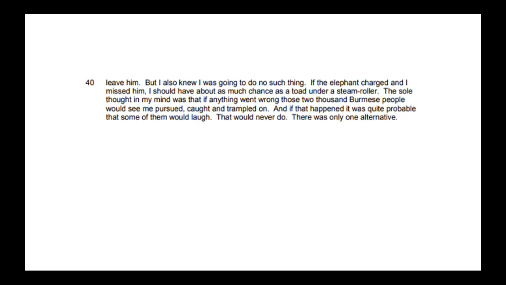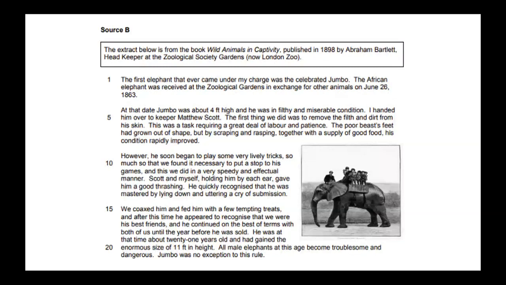So there's your first source, source A, Shooting an Elephant. You get the gist of it. Let's do the reading for source B. Slightly shorter. It's from a book called Wild Animals in Captivity, published in 1898 by Abraham Bartlett, who was head keeper at the Zoological Society Gardens, now London Zoo. Here we go. Similar deal, all right?